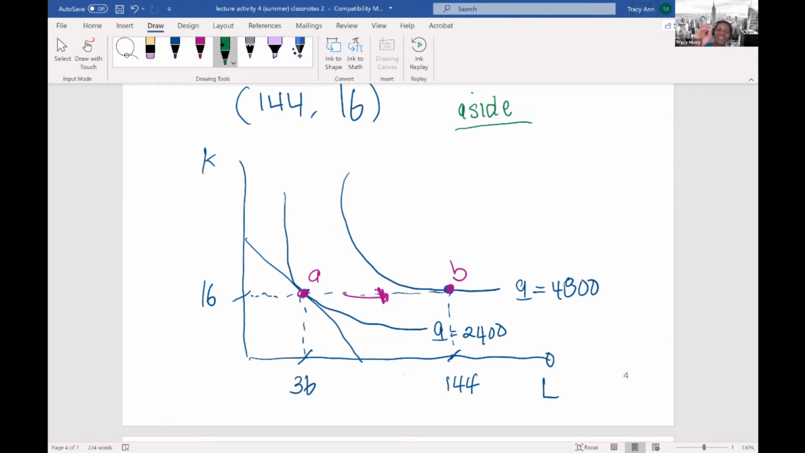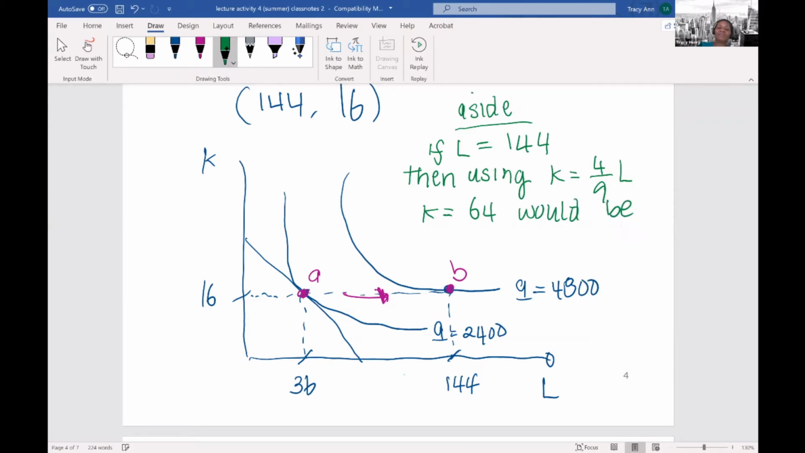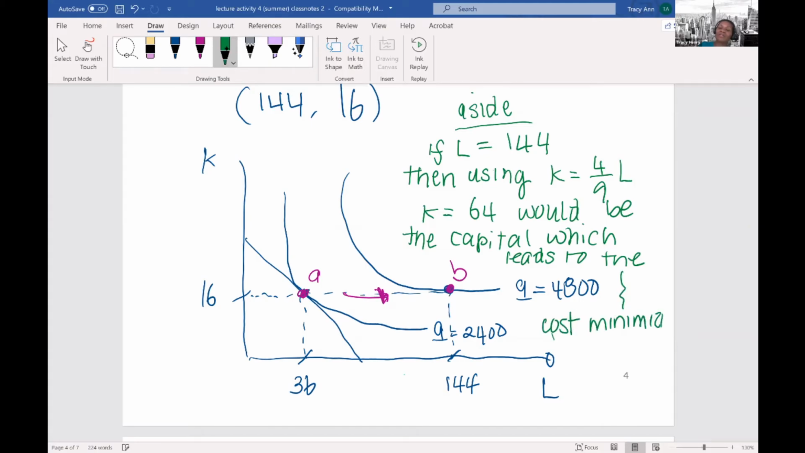So this is it on the aside. If labor is equal to 144, then using K equal to, if I take 144 times 4 divided by 9, I get 64. Then K equals 64 would be the complementary capital, which leads to cost minimizing. That is the cost minimizing combo to produce Q equal to 4800.